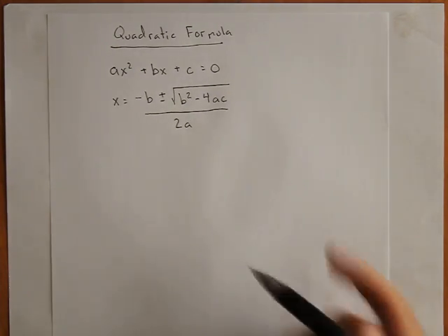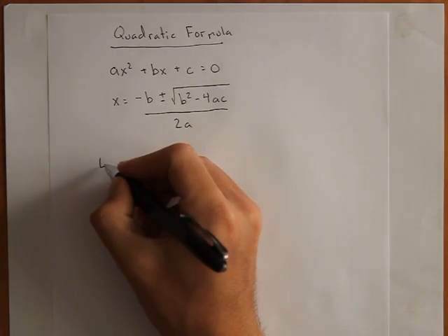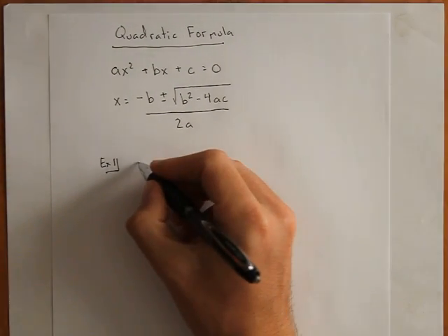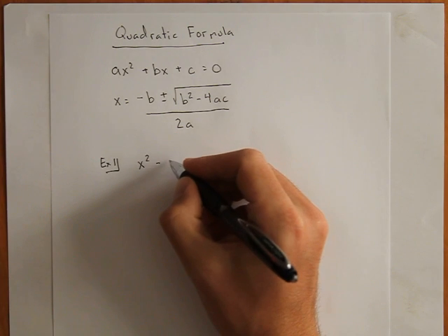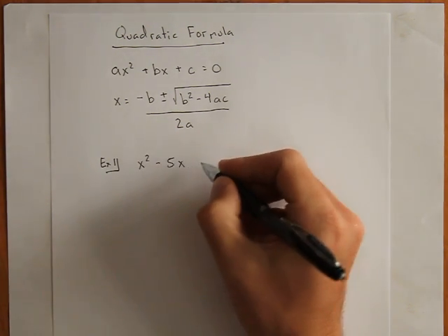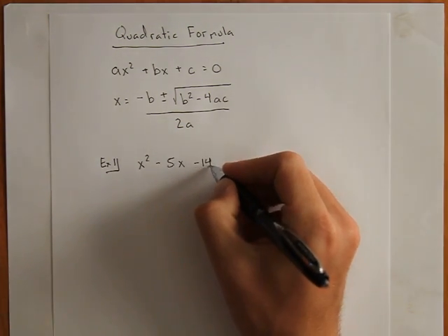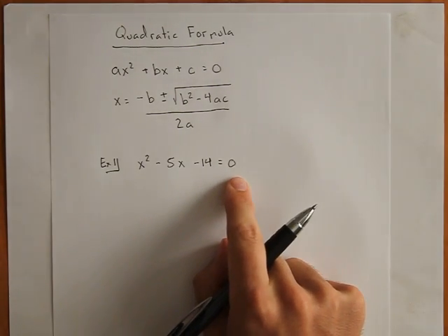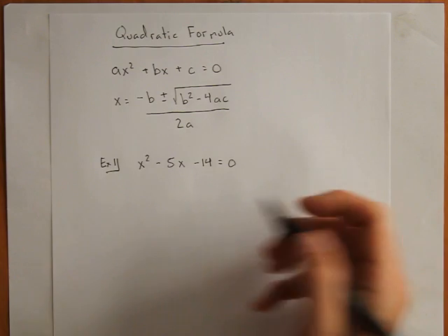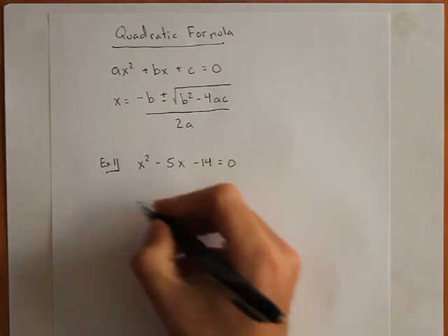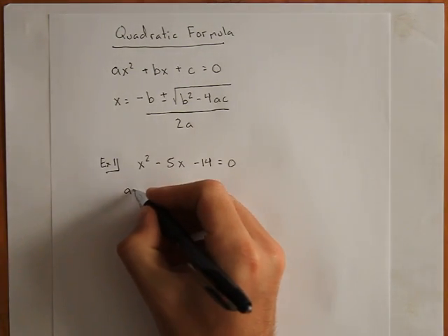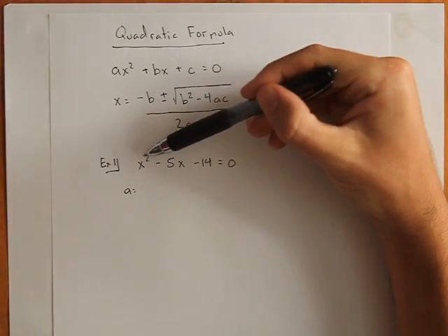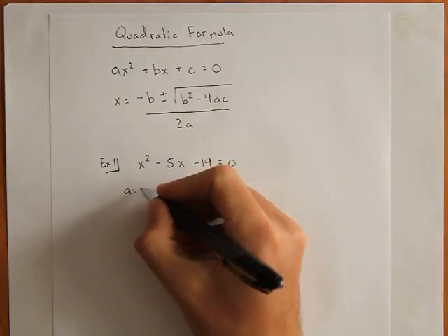So to get us started, we're going to look at 2 examples today. Example 1 is x squared minus 5x minus 14 is equal to 0. We luck out, it's already equal to 0 on one side. So all we're going to do is find our a, b, and c. First up, a is the number in front of x squared. Anytime there's no number in front, that coefficient will just be a 1.